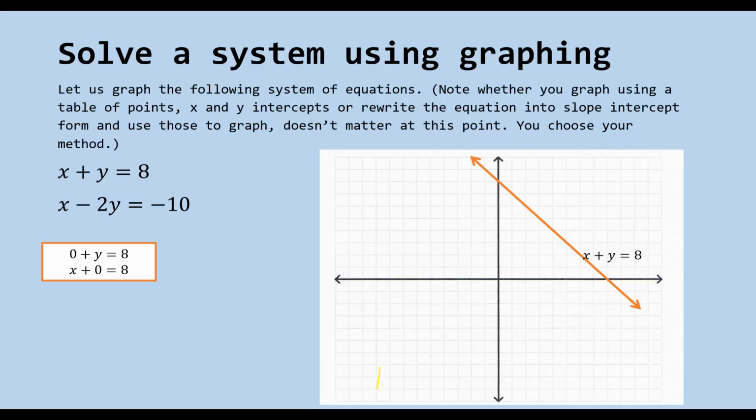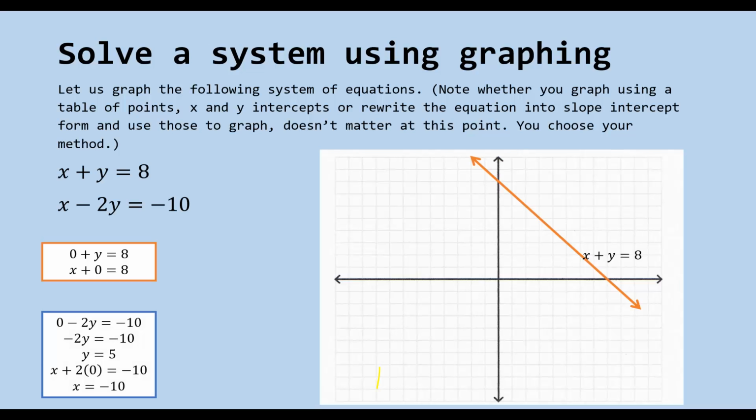Next, I'm going to do intercepts again with the second equation, x minus 2y equals negative 10. Plugging 0 in for x, I have 0 minus 2y equals negative 10, which brings us down to negative 2y equals negative 10, or y equals 5. So the y-intercept is 5. For y being 0, I plug that in, and I can see x minus 2 times 0 equals negative 10. Well, we know that 2 times 0 is 0, so x equals negative 10. So now I have graphed the second equation, x minus 2y equals negative 10.